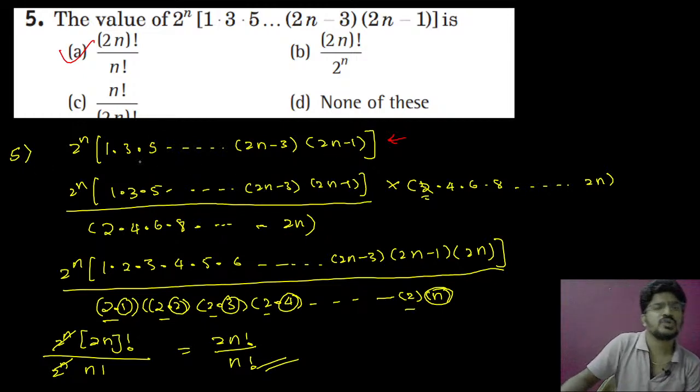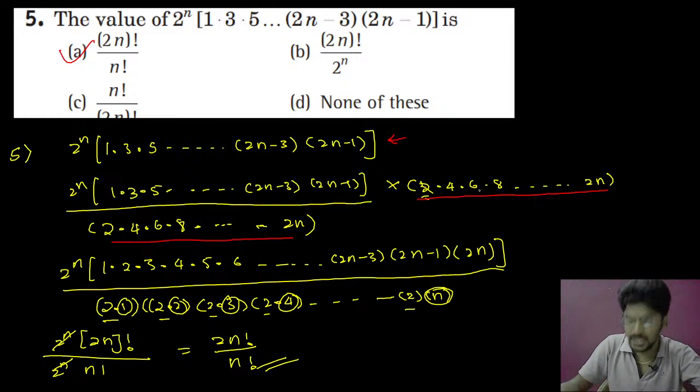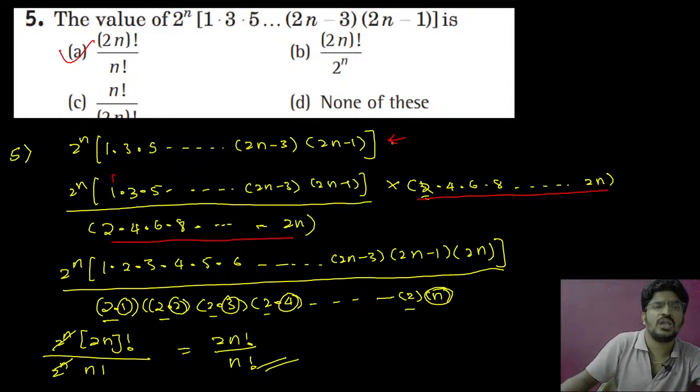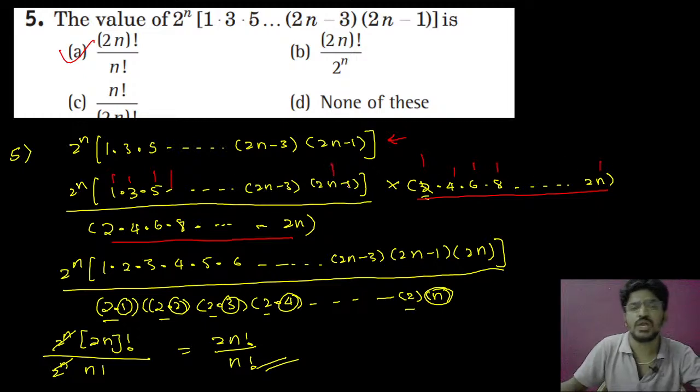Okay. So now from this what I will do, I will multiply and divide by this even multiplication, that is 2 into 4 into 6 into 8 into so on to 2n, and divide by 2 into 4 into 6 into 8 into 2n. Okay. So after that you just see 1, 2, 3, 4, 5, 6, 7, 8, so on to 2n minus 1, 2n. So that will be 2n factorial.